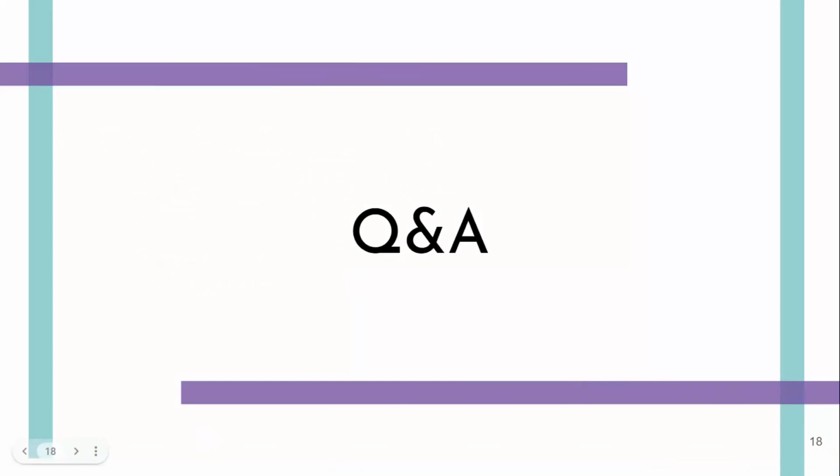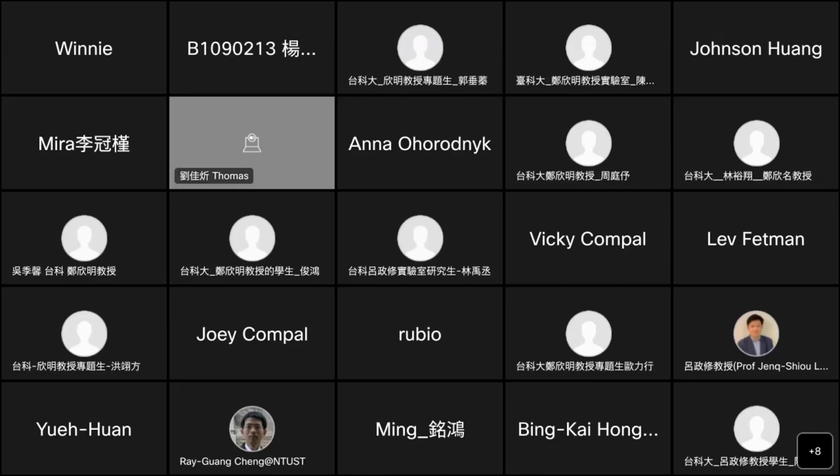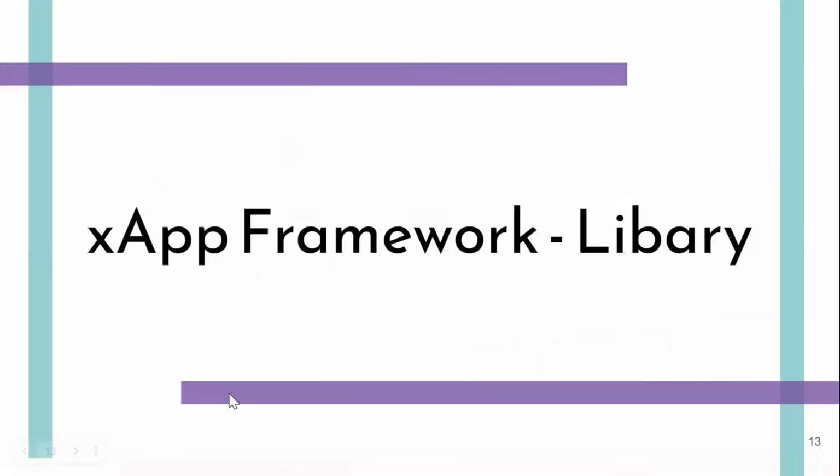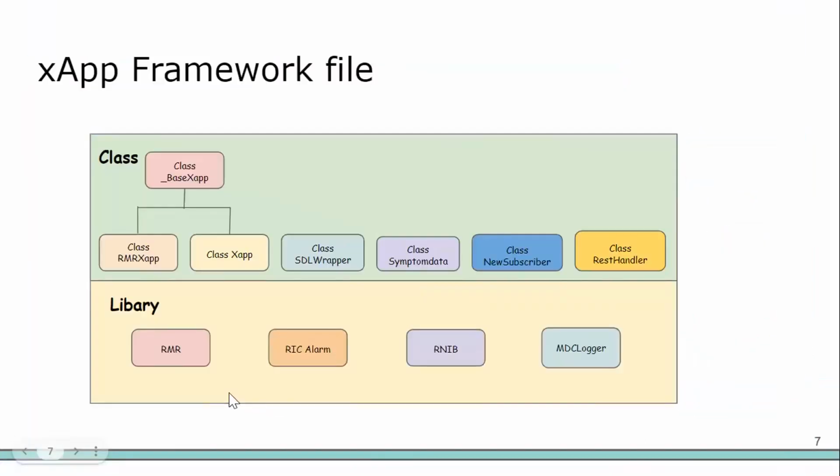Okay. Any question? Winnie, I have a question. You have a figure that shows us the class and the library. Are these all the classes defined by OSC, or are they defined in the standard, in the O-RAN spec? It's only in OSC. Did you compare it with the O-RAN standard specification?